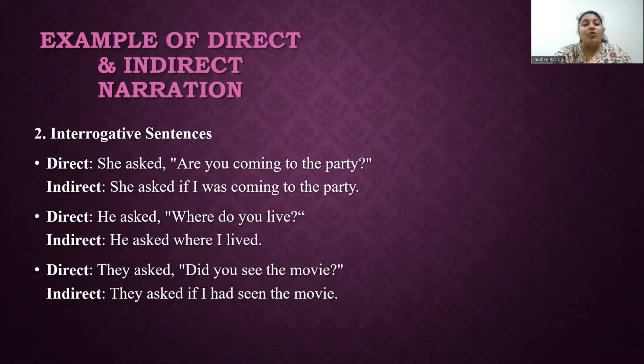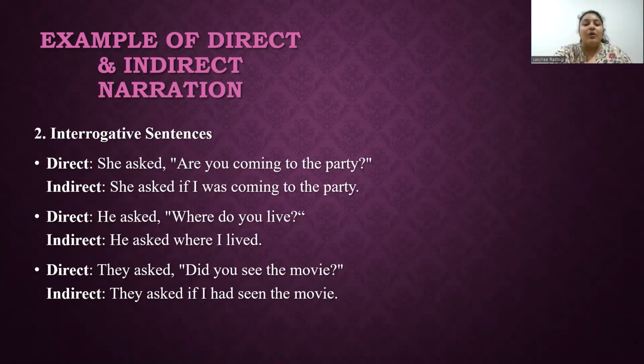Next is tag questions. When you're tagging the questions for someone, you are going to the party, aren't you? She finished her project, hasn't she? They're coming tomorrow, aren't they? He likes ice cream, doesn't he? You have been to Paris, haven't you? So these are the tag questions which we use. Here is a note regarding tag questions. Tag questions are used to seek confirmation or agreement and are often used in informal conversation.